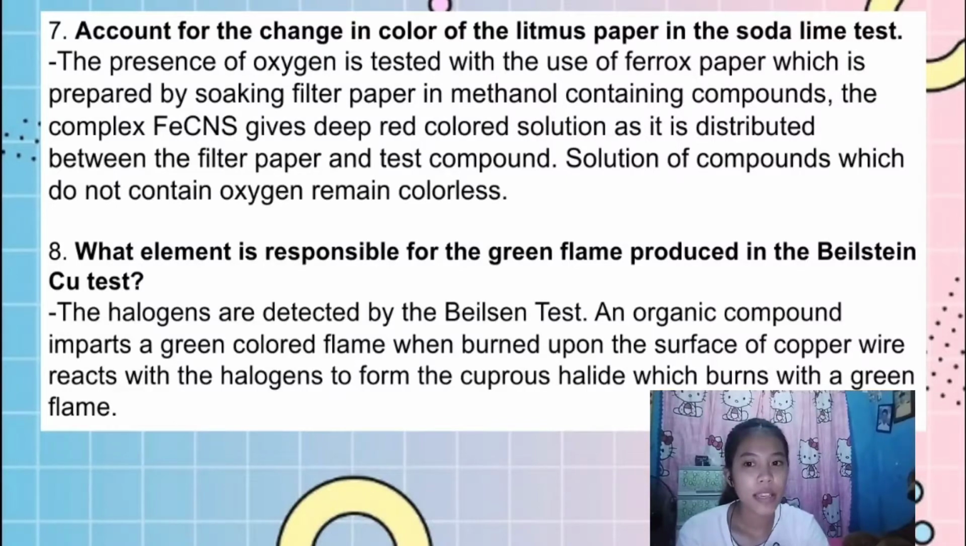Question number 8. What element is responsible for the green flame produced in the Beilstein copper test? The halogens are detected by the Beilstein test. An organic compound imparts a green-colored flame when burned upon the surface of copper wire, as it reacts with the halogens to form the cuprous halide, which burns with a green flame.